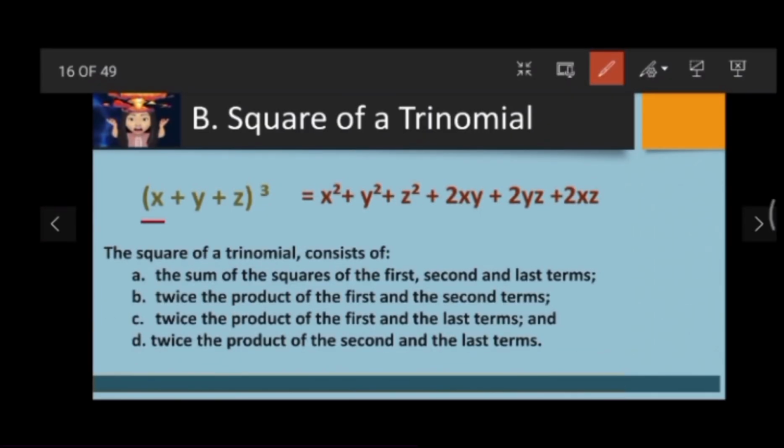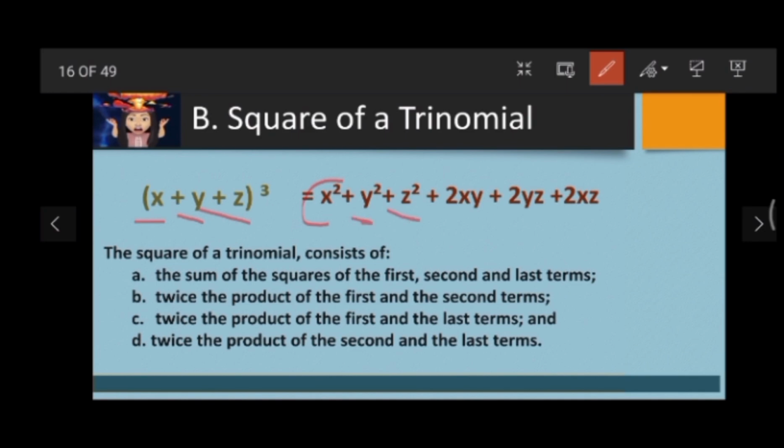So we have x as our first term, and y our second, and z our third or the last term. So we need to square the first term, which is x squared, and the square of the second term, and the square of the last term.